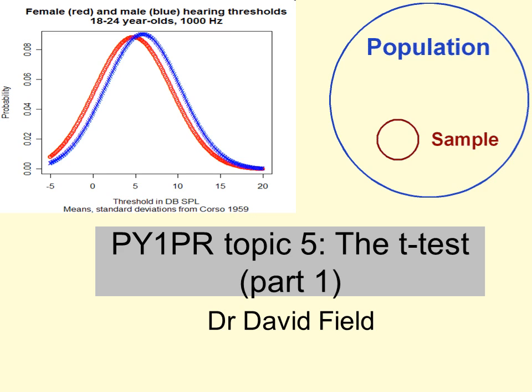Hello, this is part one of the t-test, and the t-test is basically something you use in a situation where you've got two samples like these two here that aren't that different from each other, but there might be a difference, and the t-test will tell you if that difference is statistically reliable or not.